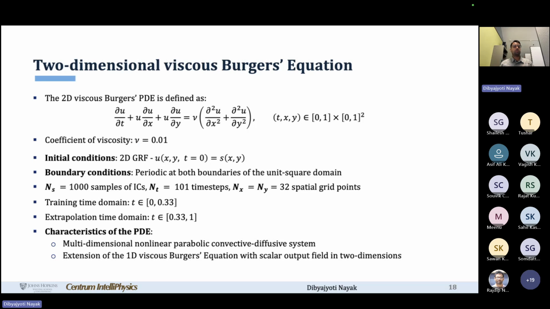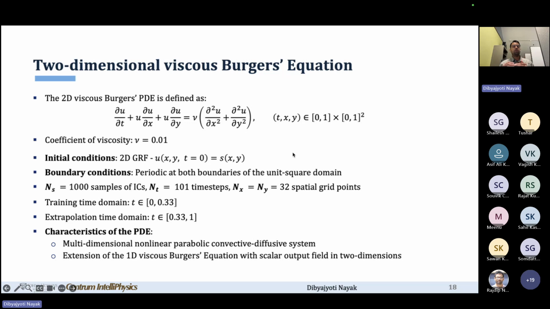We move on to the 4th example, which is the 2D Viscous-Burgers equation. So the 2D Viscous-Burgers is basically an extension of the 1D Burgers equation, but in 2 dimensions. And these are certain training details, details about the initial and the boundary conditions. That's not important for now, but we have basically a unit square domain where X and Y go from 0 to 1.